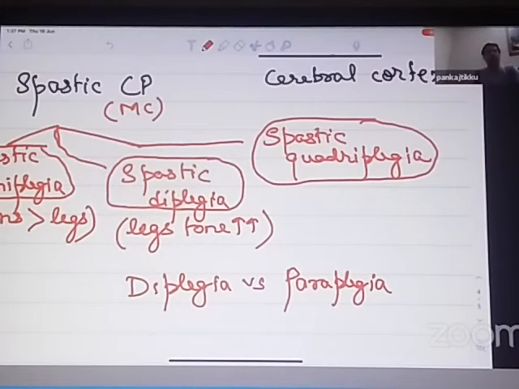Hemiplegia, one half of the body has increased tone. Diplegia, both the legs have more tone in comparison to the arms. And quadriplegia, the tone of both the arms and both the legs are affected. The one that is most commonly seen in India possibly is a spastic quadriplegia.